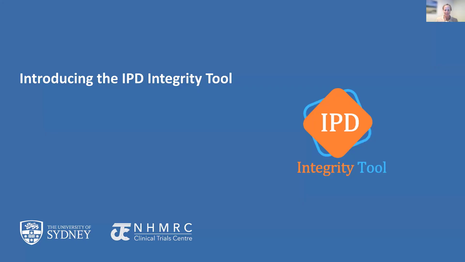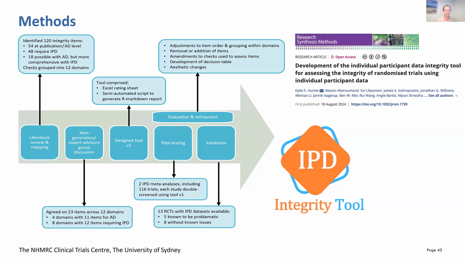So now we are going to tell you more about the individual participant data, or IPD, integrity tool. So how did we develop it? We used comprehensive methods, which I won't go through in too much detail. We did a literature review of existing checks, and we formed an expert advisory group to help refine some checks into an initial tool, which we piloted in several large IPD meta-analyses. And we also did some validation exercises.